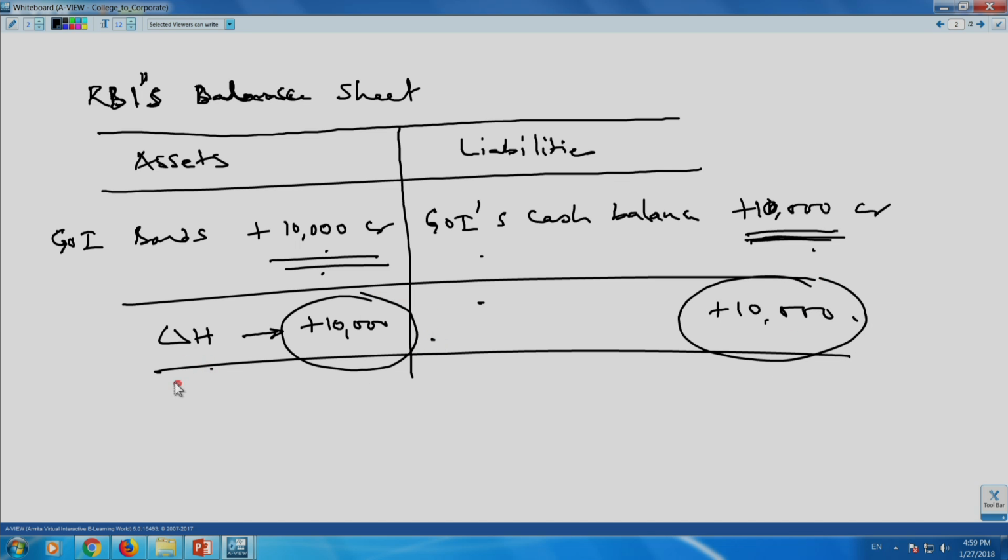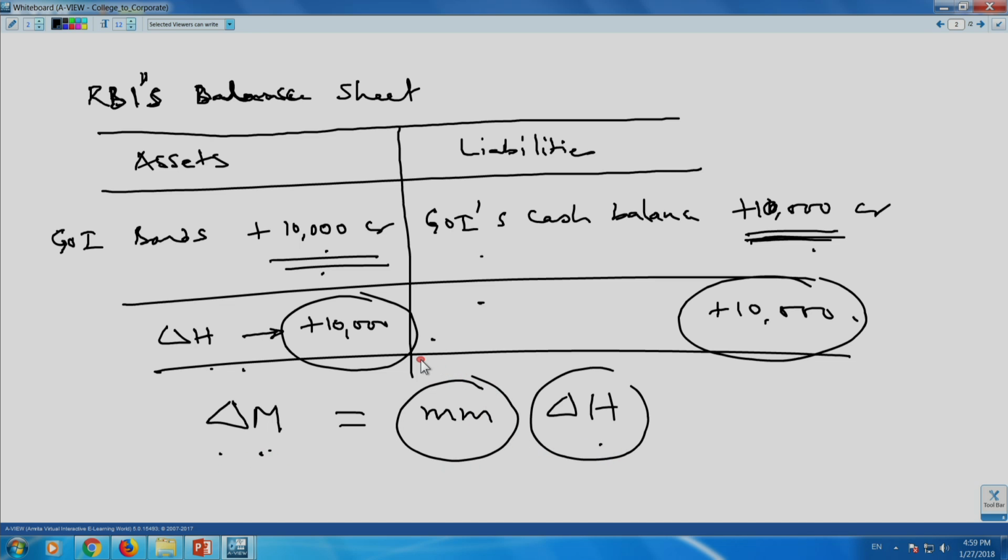This is what is called change in high powered money. So, change in money in circulation is equal to money multiplier multiplied by change in high powered money. This high powered money has gone up by 10,000 crores. The final increase in money in circulation will be more than 10,000 crores because the money multiplier is more than 1. So, any transaction which will change the size of the RBI's balance sheet will have consequences for the high powered money, and which in turn will have consequences for the money in circulation in the economy. Okay.